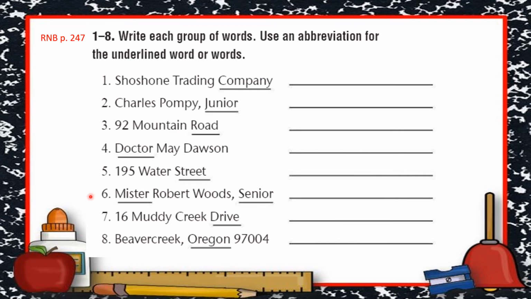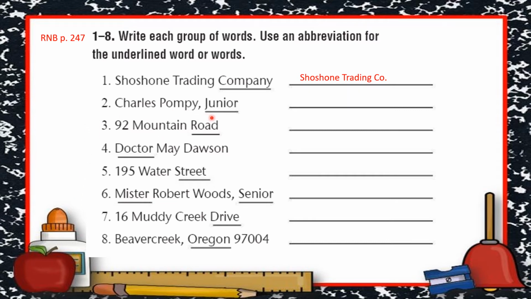Now let's have some practice in RNB page 247. So we write each group of words and use an abbreviation for the underlined word or words. So how do you abbreviate number 1, Shoshone Trading Company? So if your answer is you have to reduce company into 2 letters, capital C and O plus a full stop, then you are correct. So please do the rest in RNB page 247.